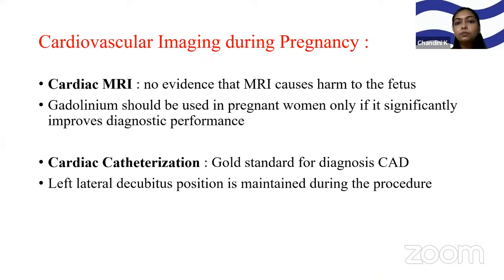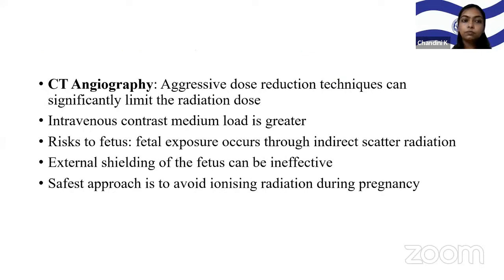There are other imaging modalities during pregnancy, but they do not have much role. In cardiac MRI, there is no evidence that MRI causes harm to the fetus, but the use of gadolinium contrast should be done in pregnancy only if it significantly improves the diagnostic performance. Cardiac catheterization is the gold standard for diagnosis of coronary artery disease, but is not usually done during pregnancy unless required. During the procedure, left lateral decubitus should be maintained to prevent aortocaval compression.